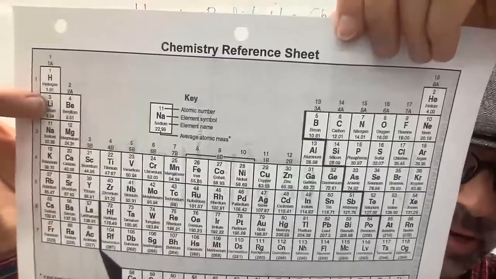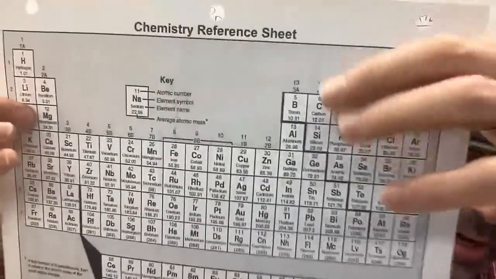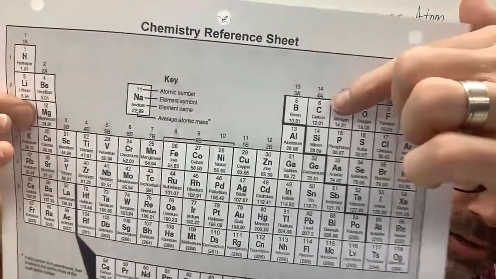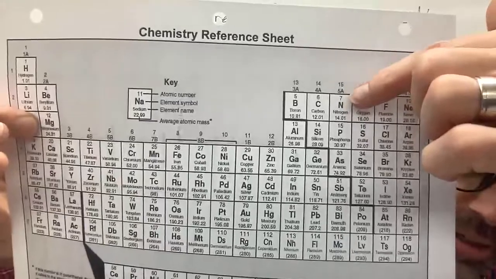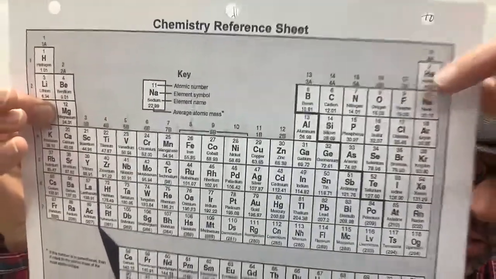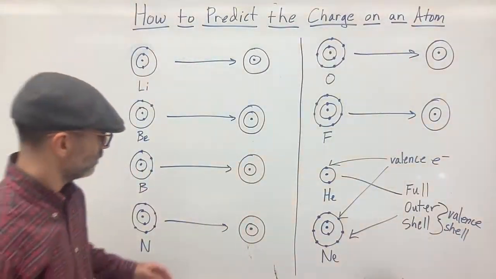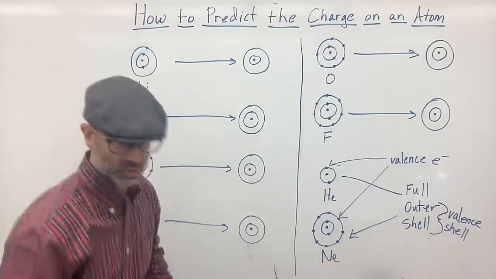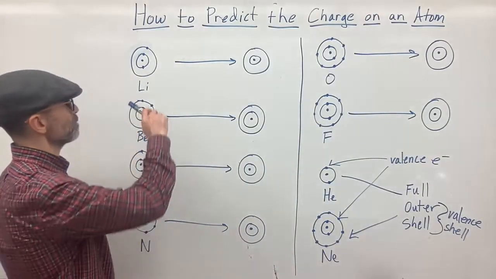You have lithium there. You have beryllium. And then on the other side, you have boron, carbon I skipped, and then you have nitrogen, oxygen, fluorine, and then neon. So that's there on your periodic table. So here's what the structure of the atoms look like.